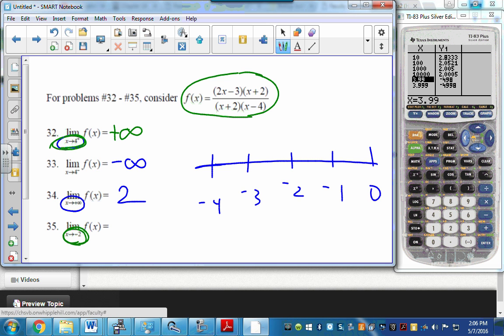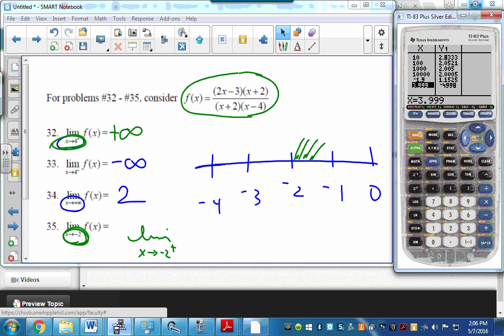Now, when I do this, I really have to consider both sides. I have to consider what happens when x gets close to -2 from the right. So -2 coming in from the right is like this: -1.9, that's close to -2, or -1.99, that's closer to -2, or even -1.999. So we have those numbers getting close. If we come in from the right, we were getting those values.